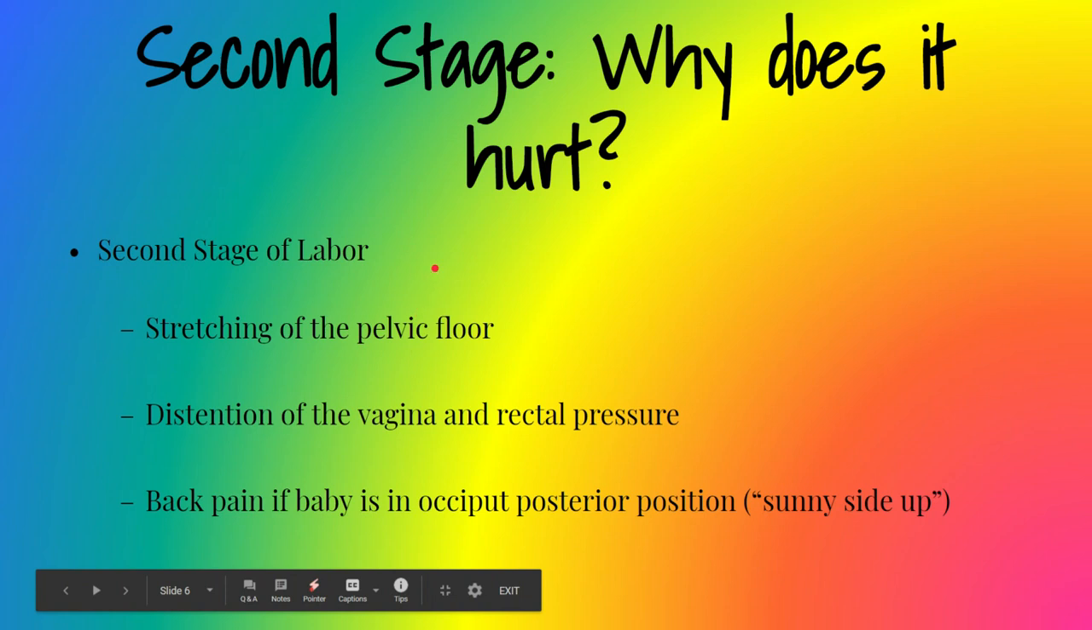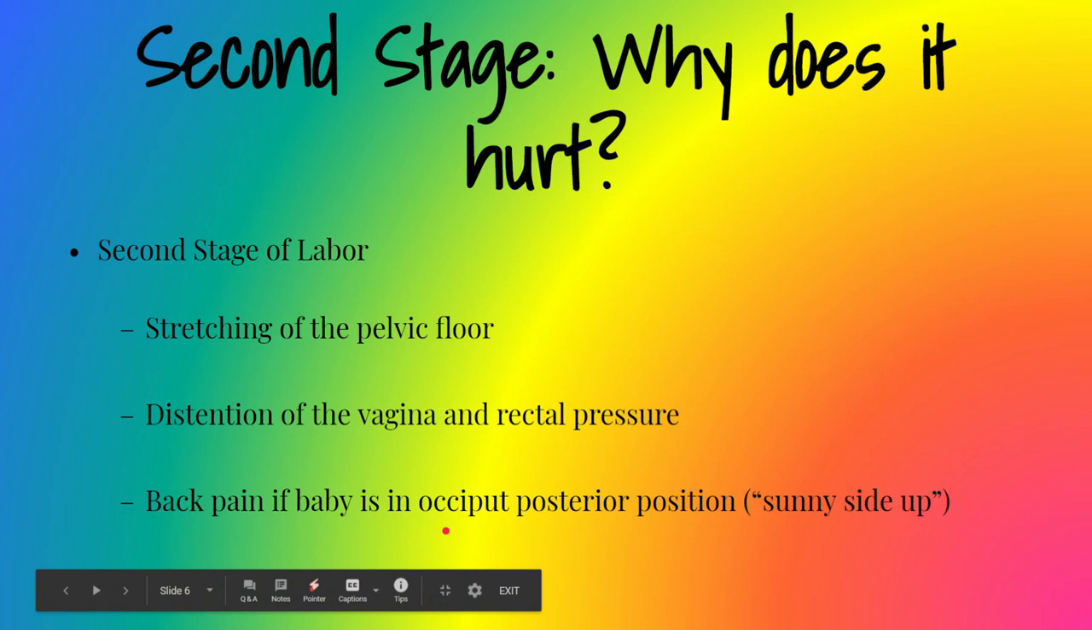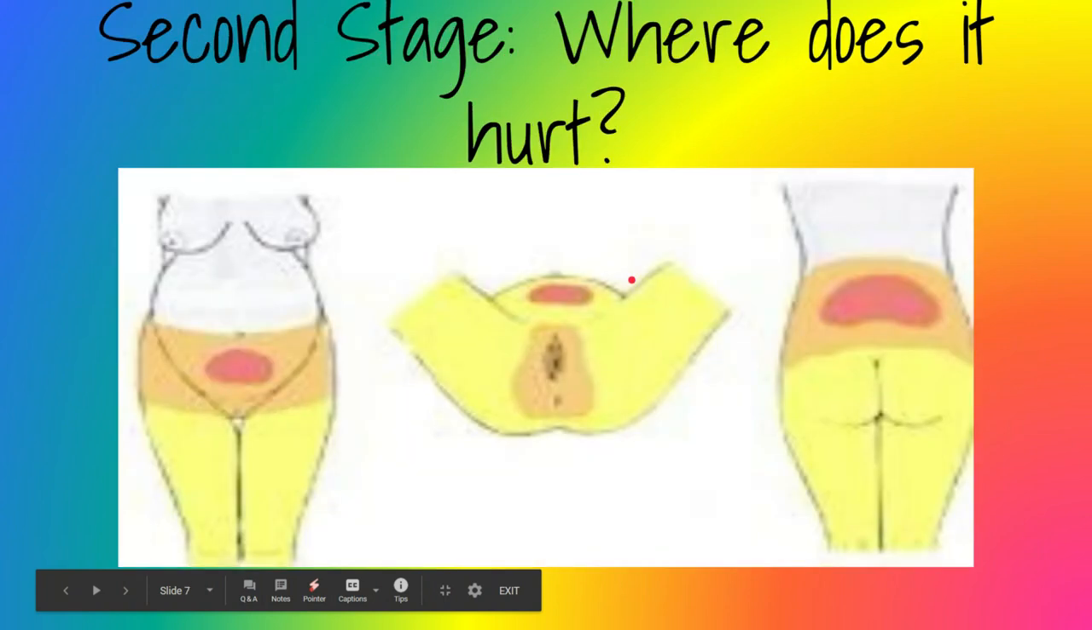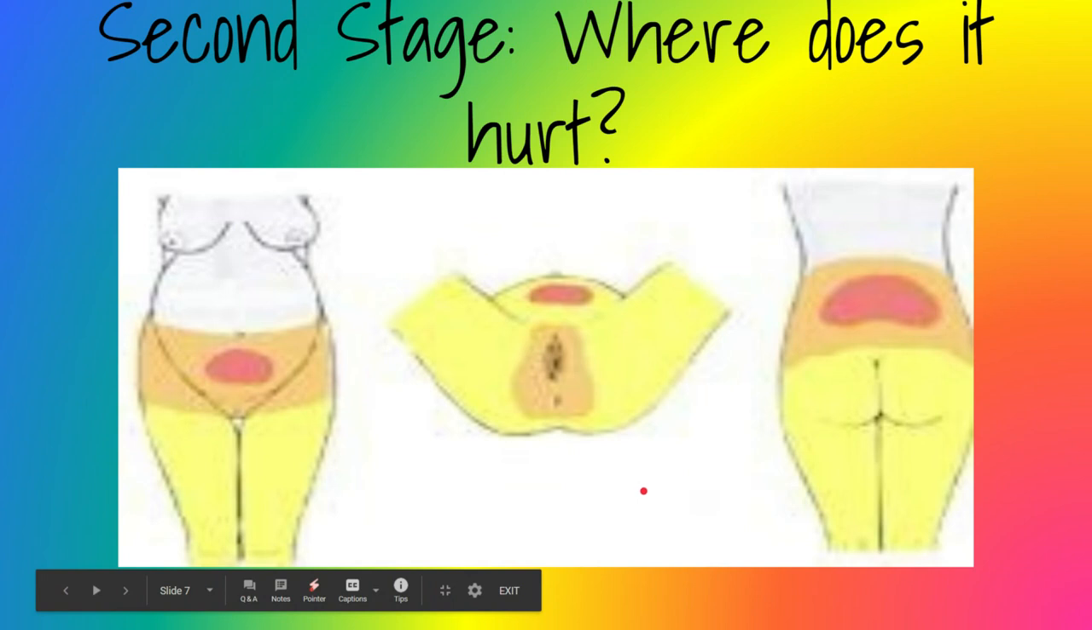Second stage, why does that hurt? Well, in the second stage of labor, we are stretching the pelvic floor, distending the vagina, putting pressure on the rectum as the baby moves through that canal. And you can continue to have back pain if the baby's in occiput posterior. We also call that sunny side up. So that's why that hurts. And this is where that hurts. Still in the low abdomen, although most people will start to feel pain more in the perineal and rectal area. You can still have back pain.